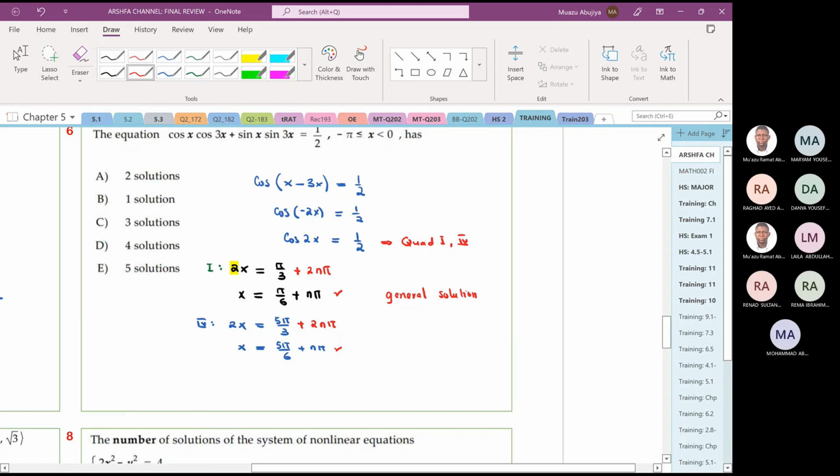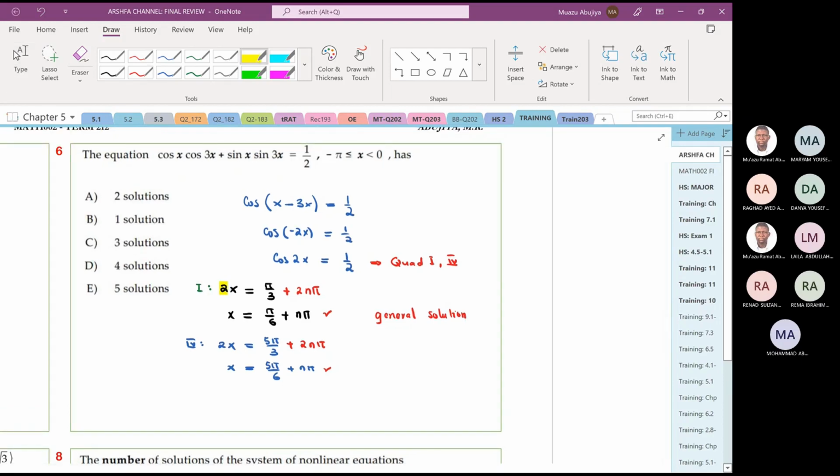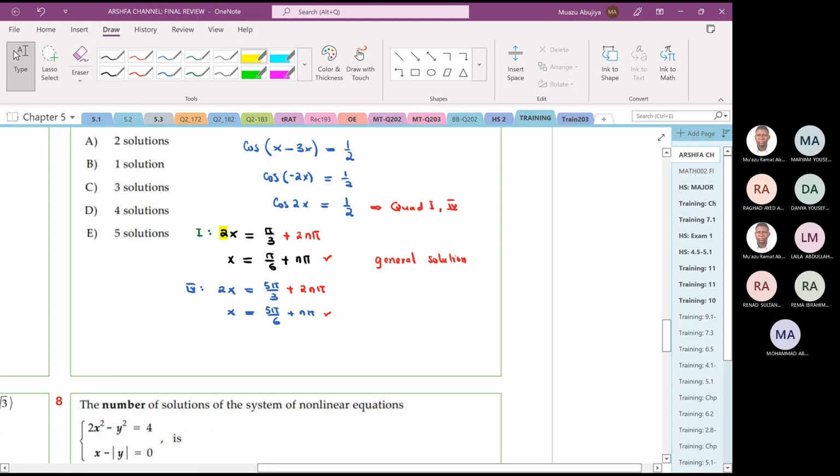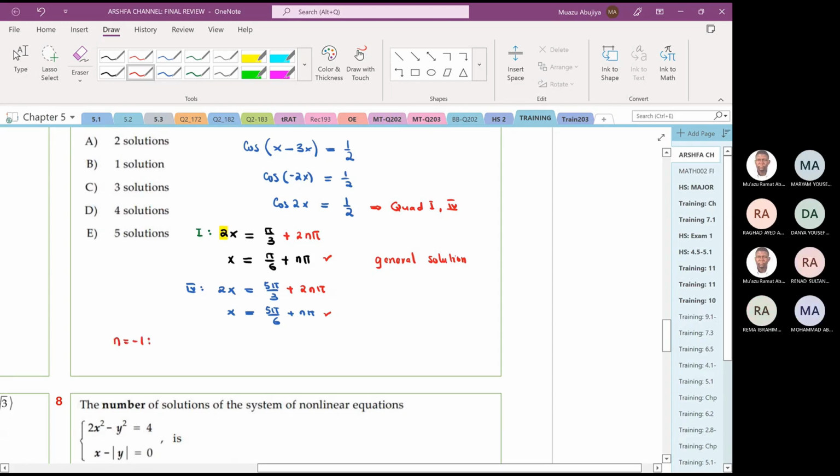Now, we want to find the specific or the exact solution that is in the interval. Which interval is that one? The interval of minus pi to 0. So now, I can use a test value. For instance, I can start when n is equal to minus 1. If n is equal to 0, the first one is going to be x equal to pi over 6, and the next one is going to be 5 pi over 6. But this is not in the interval.